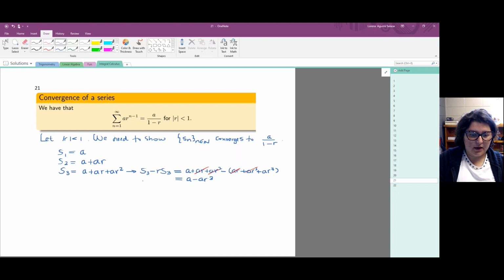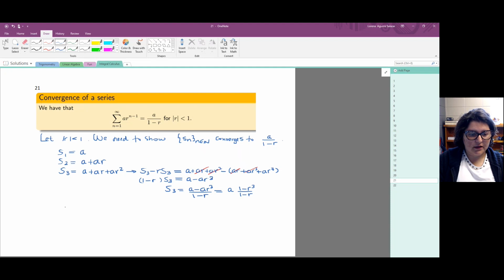And that's the same as 1 minus r times S3 on the left-hand side, because S3 is a common factor. So S3 is, well, just a minus a times r cubed divided by 1 minus r. We can rewrite that as a multiplied by 1 minus r cubed over 1 minus r.